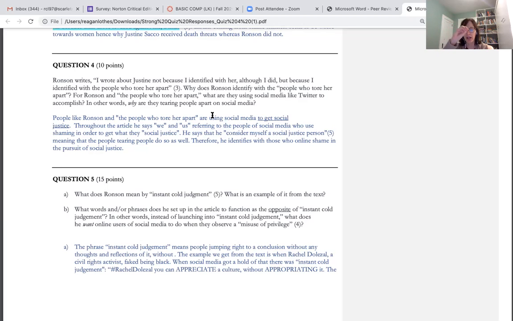So they're isolating or monitoring people essentially, right? Finding people who are misusing their privilege, quote unquote, who are, you know, tweeting things that are racist, etc., right? And attacking them accordingly.